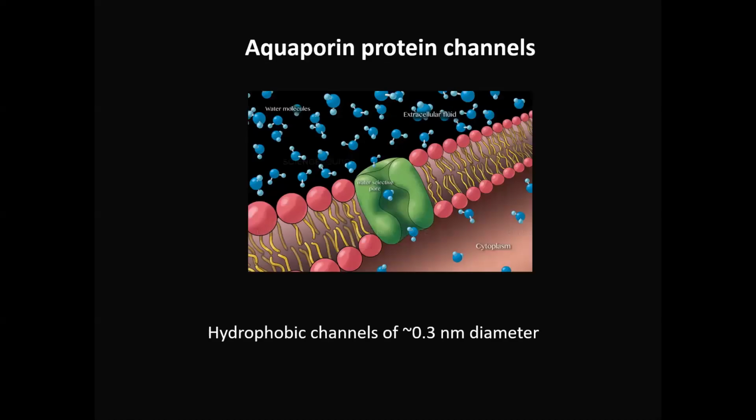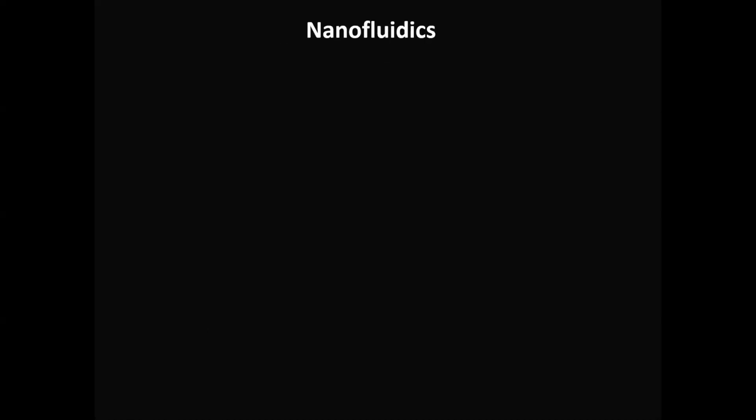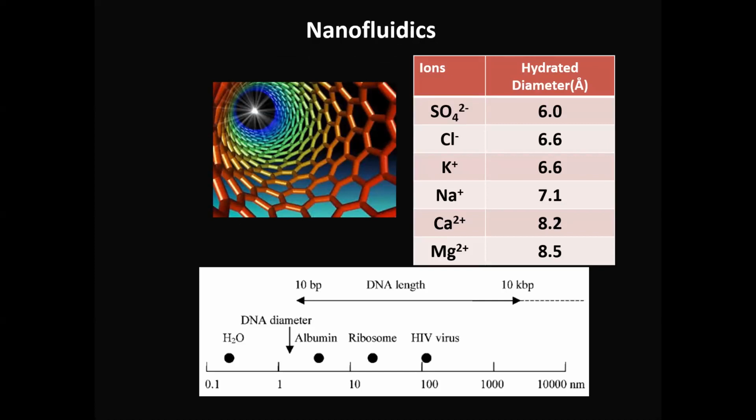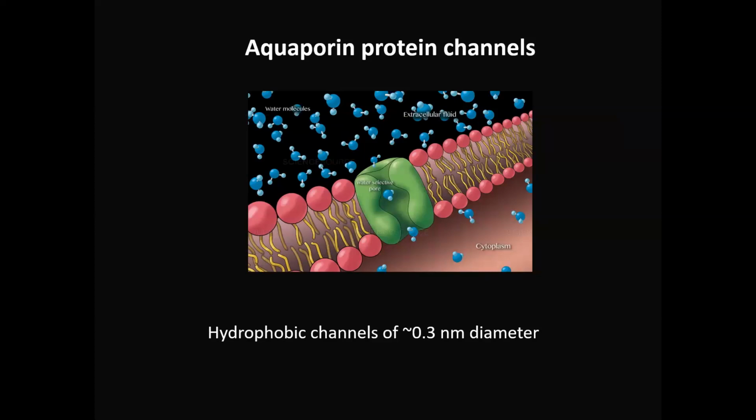So this is one of the things I already explained, the hydrated diameters. These are the various sizes of molecules. DNA diameter, I mentioned, is 2 nanometer. But you can have others also, like HIV virus, ribosome. So you can use these membranes to filter out certain things.